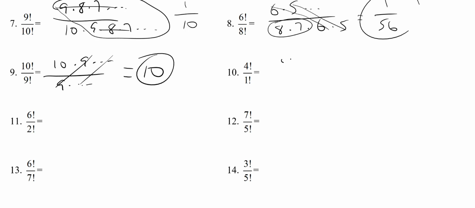Now this one you've got to actually write out, 4 times 3 times 2 times 1, because the 1 is just a 1 on the bottom. So nothing really cancels. I mean, you could say the 1 cancels, but it's really 4 times 3 times 2, which is 24.